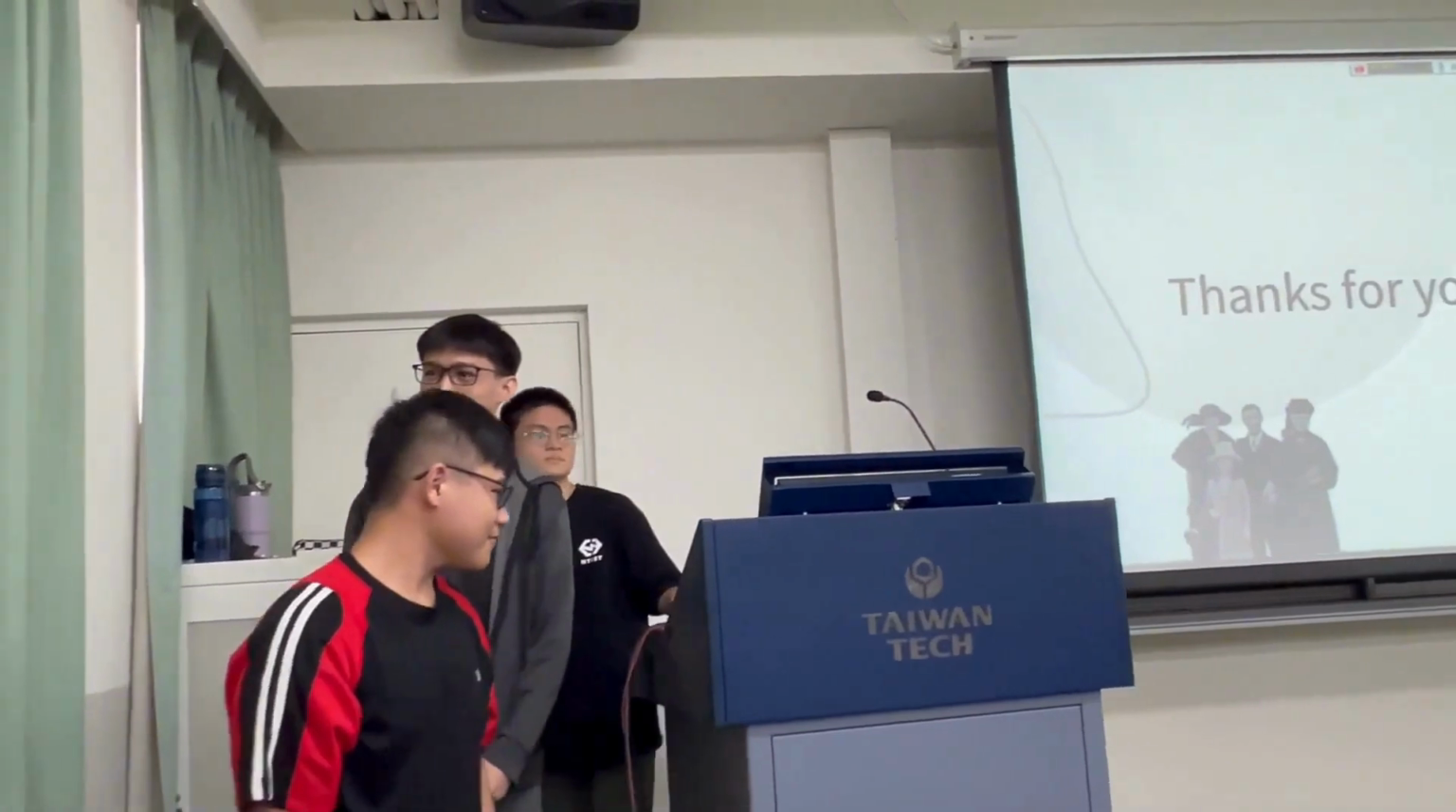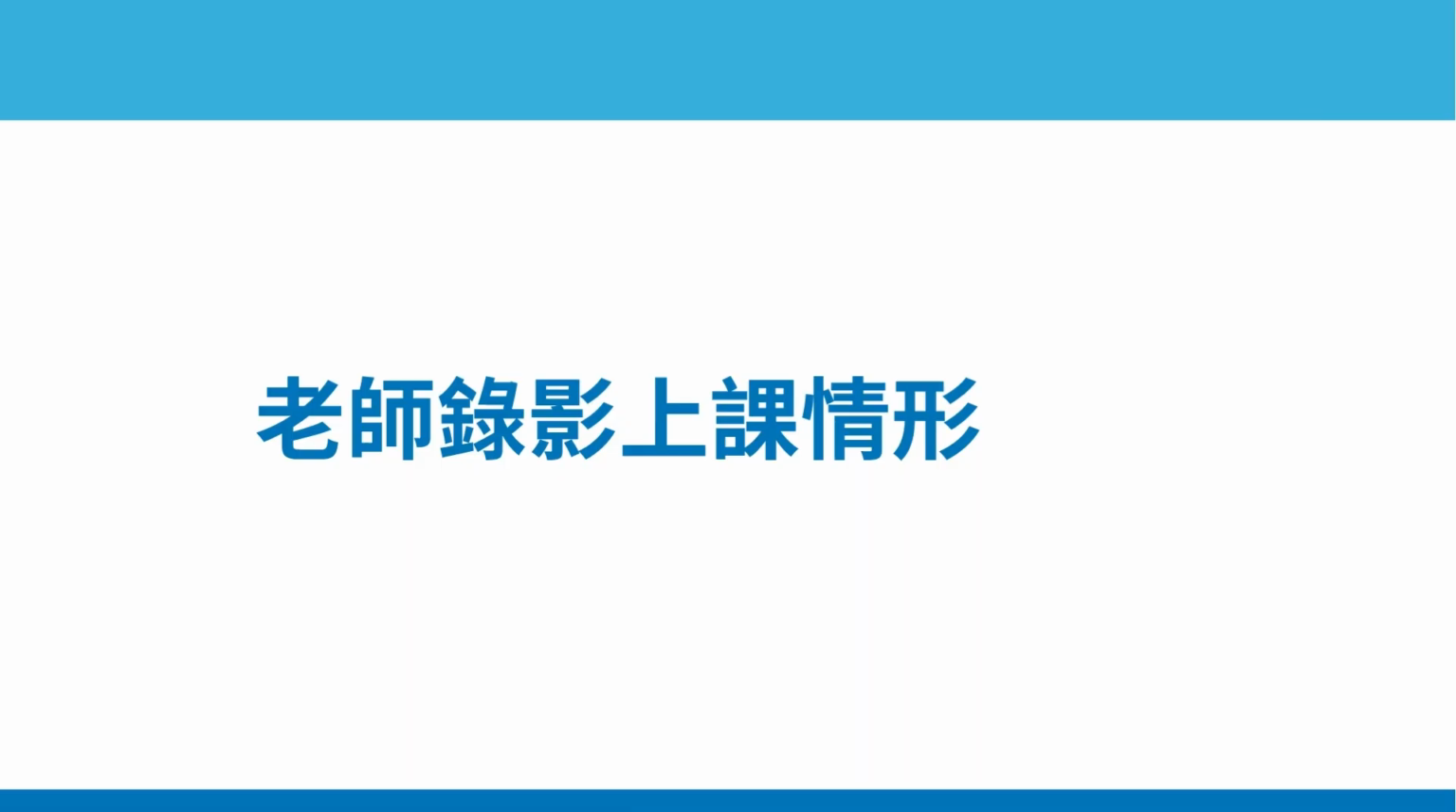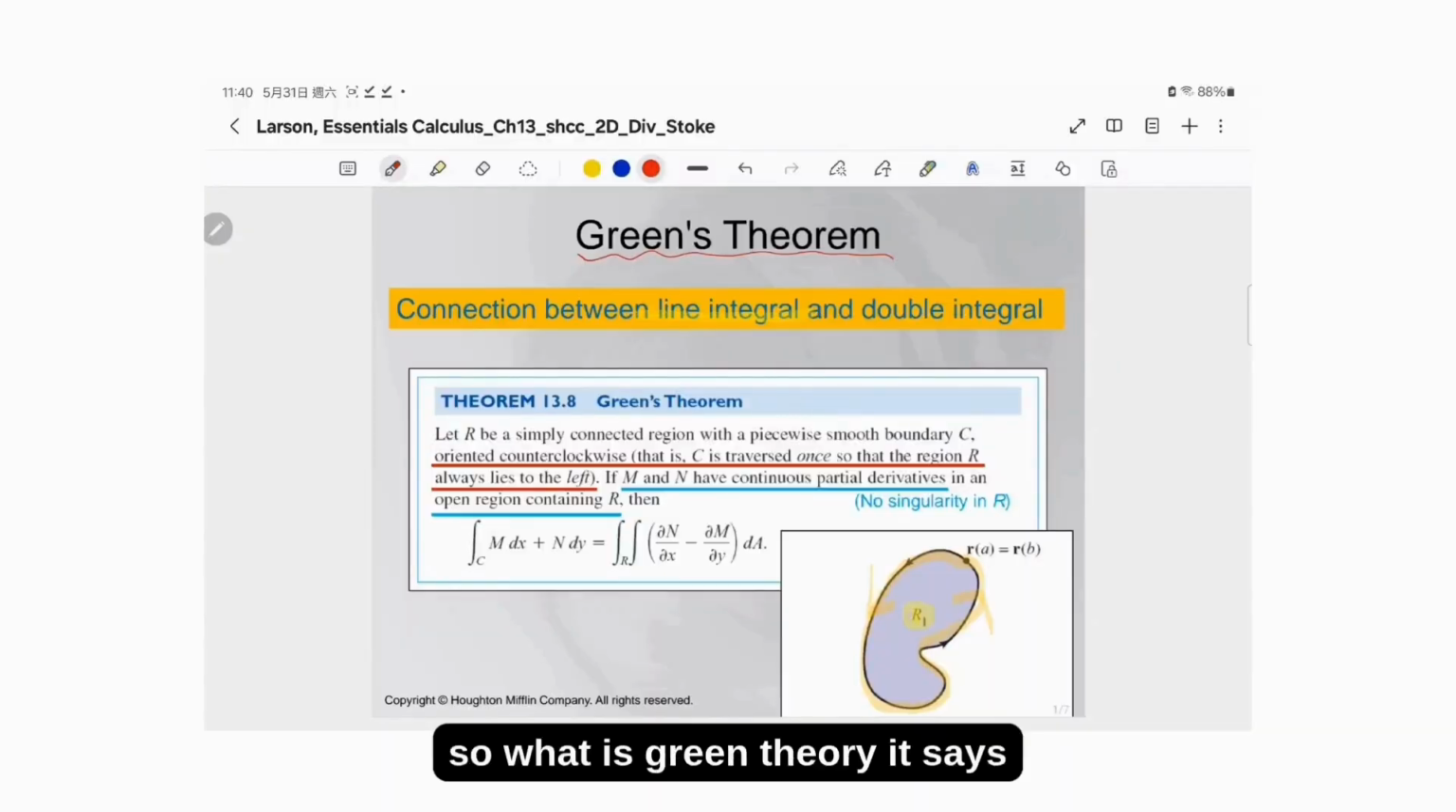Sometimes it's very important to use visual aids to find out the limits. What they do is very good, because they use computer graphing tools to find the exact region and to determine the region of integration. So what is Green's theorem?